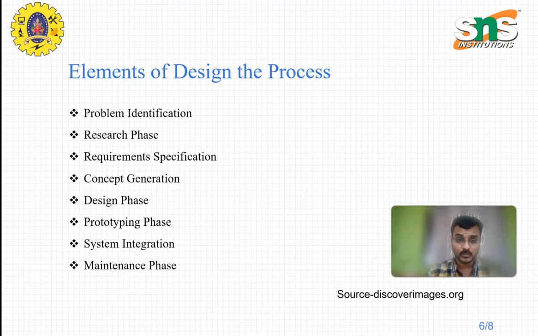Concept generation: while doing a design itself, we know how the concept will be. Concept is nothing but the methodology of the production to be checked. And then the design phase: what design is to be done and how it is to be assembled. Prototyping phase: while we do the design, whether it is simple or complex, it is to be made as a prototype promptly, so that it can be checked.